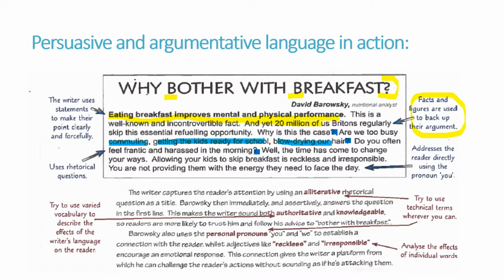As we move on towards the end of the article, the student finishes with 2 sentences. Allowing your kids to skip breakfast is reckless and irresponsible. You are not providing them with the energy they need to face the day. The student has used direct address using the pronoun you and your. And here we've got reckless and irresponsible, 2 examples of quite exaggerated, hyperbolic, emotive language.